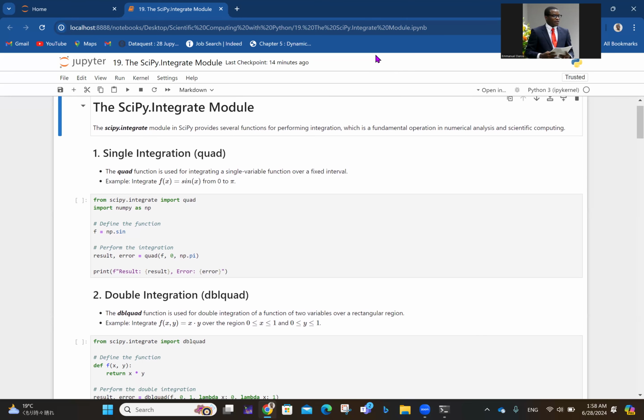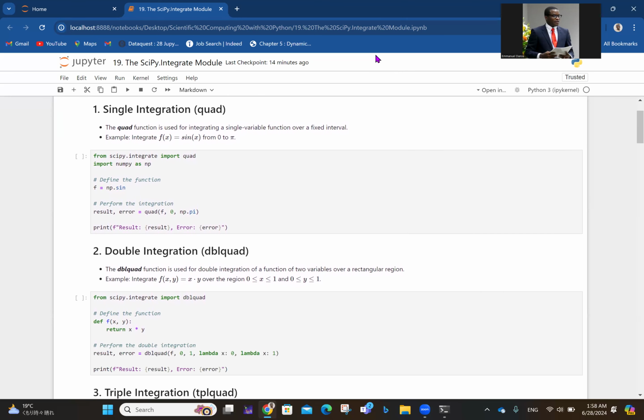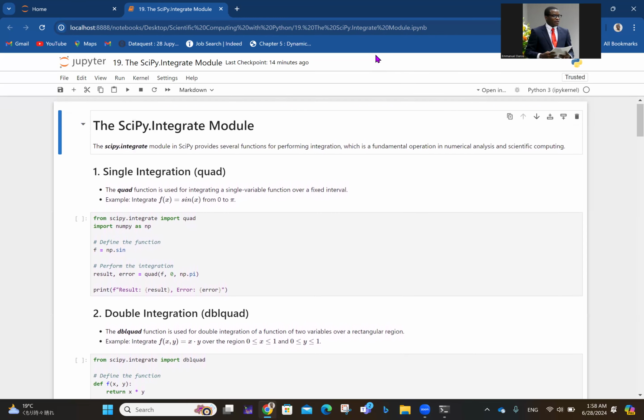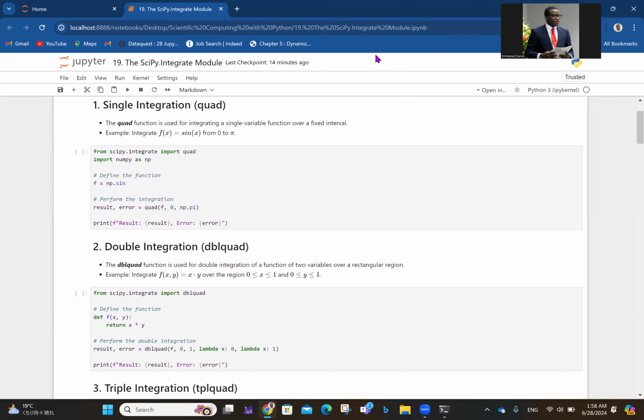So let's go. Under the SciPy.Integrate module, we are looking at all the various capabilities. The first thing we are looking at is single integration, where you integrate with respect to one variable. For that, you need the quad function. The quad function is used for integrating a single variable function over a fixed interval. For example, you want to integrate f of x equals sine x from 0 to pi.